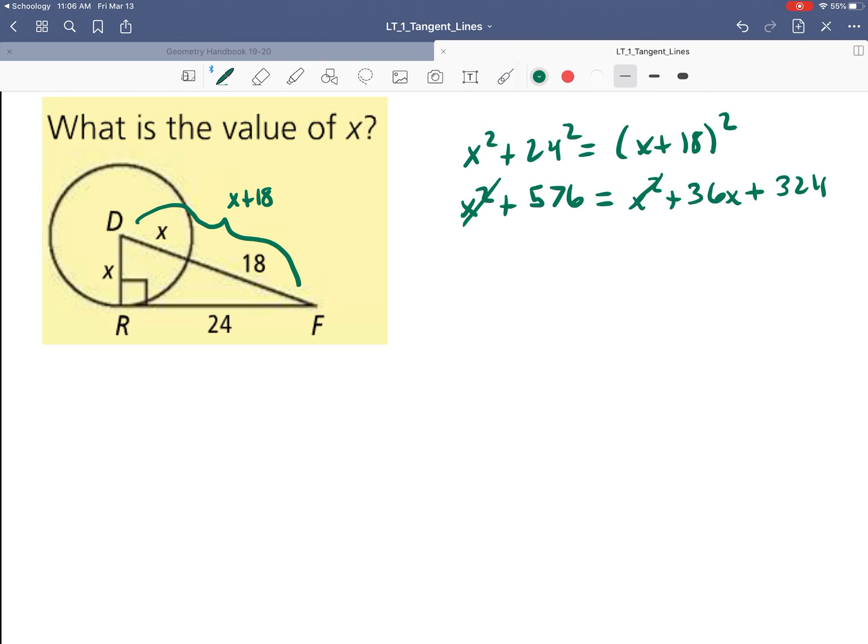Now the x squared ends up canceling. 576 equals 36x plus 324. And then we're going to solve this equation. Subtract 324, divide by 36, and we get x is 7.